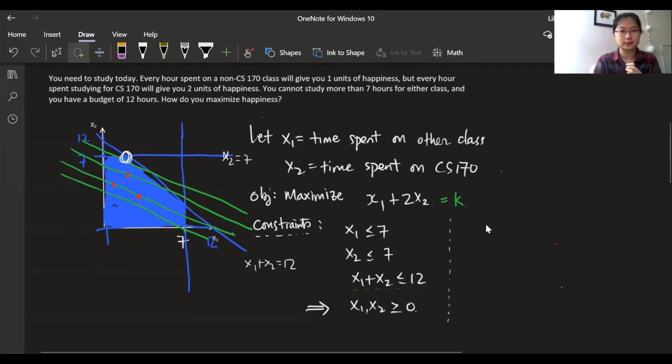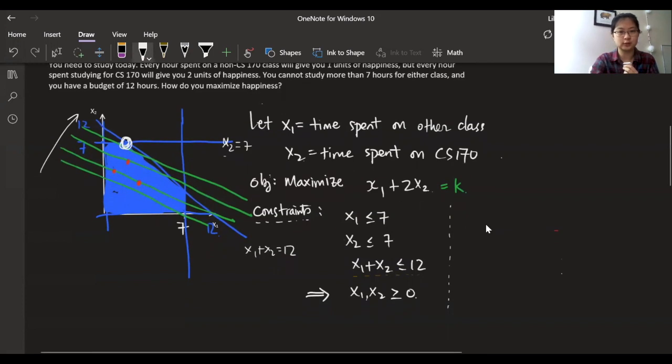But the idea is, now that we have this feasible region and these green lines that indicate the objective function, we can push it as far as possible in this direction, until it reaches the last point that it can intersect with the feasible region, which turns out to be this white point right here. So solving with x2 equals 7 and x1 plus x2 equals 12, we get the solution that the optimality happens at the point 5, 7, where this is your x1 and this is your x2.